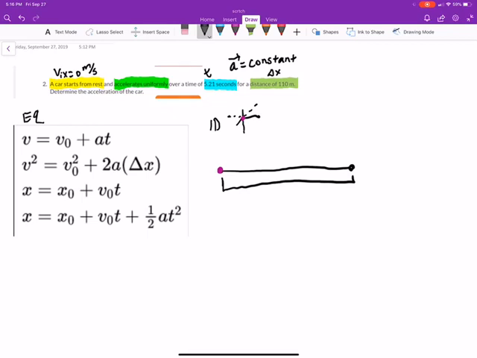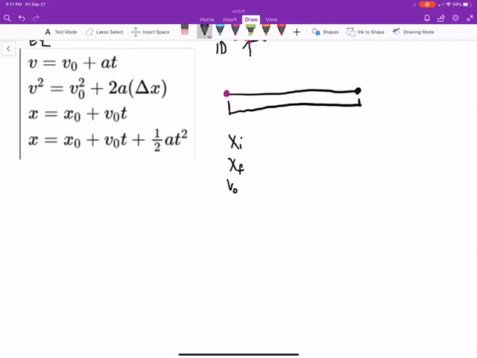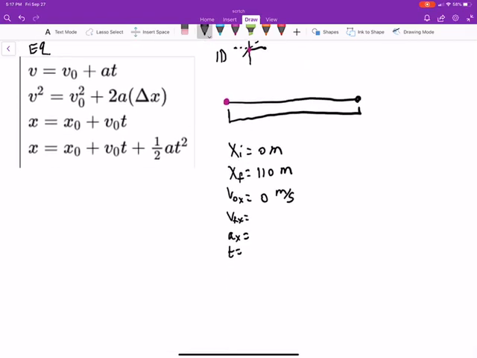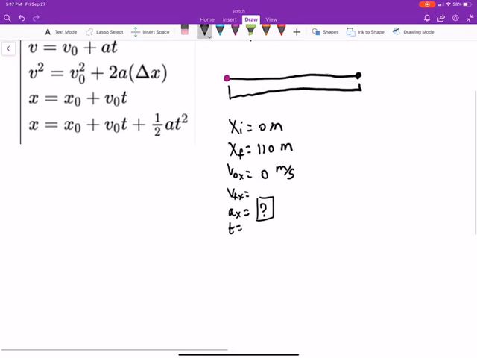Okay, so let's look at the equation. We want to know acceleration. And what do we know? Well, let's write it out. X initial, x final, v initial in the x, v final in the x, acceleration in the x, time. This is 0 meters. This is 110 meters. 0 meters per second. This is what we're looking for. And this is 5.21 seconds.